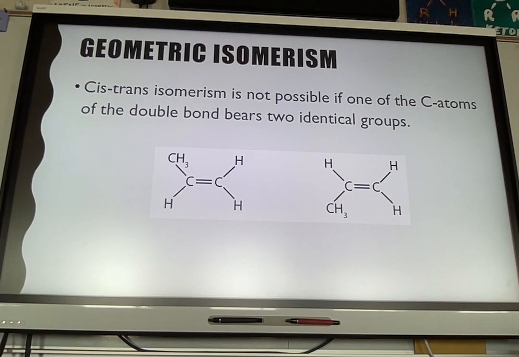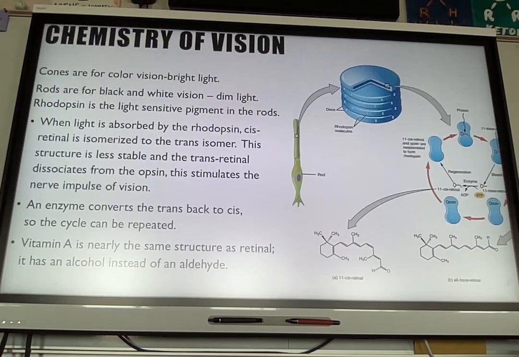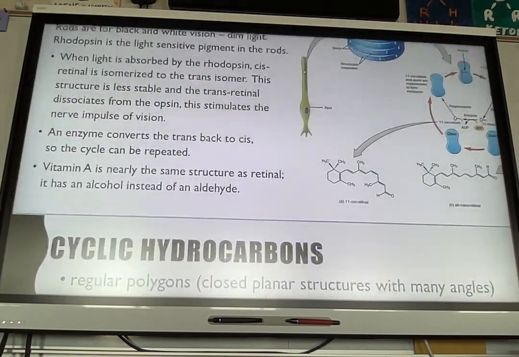Remember, cis-trans can only happen if you have something different attached to the other side of the double bond. Like this can't have cis-trans isomerism because this carbon is attached to the same thing. So it doesn't matter. These are exactly the same molecule, even though they seem flipped. And if you want to read about this, the chemistry of vision exists because of cis-trans isomerism.